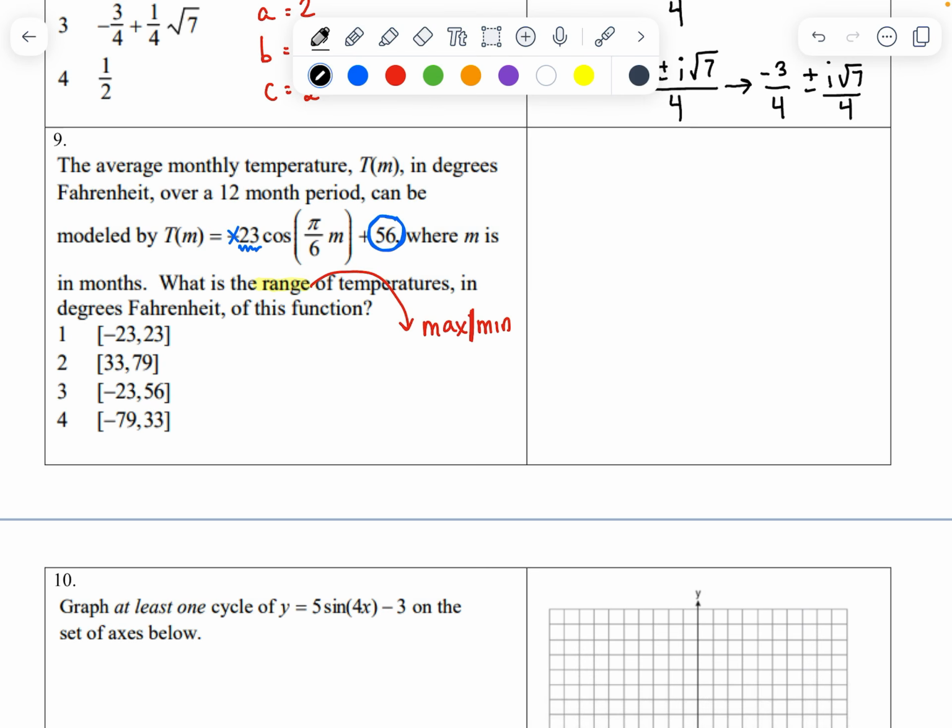That negative is just there to tell us that we were starting at the bottom. So we're going to take 56, and from 56 we were going up 23, and from 56 we are going down 23. So if we add those together, the highest we're going is 79, and the lowest we are going is 33. Okay, so that is choice 2.